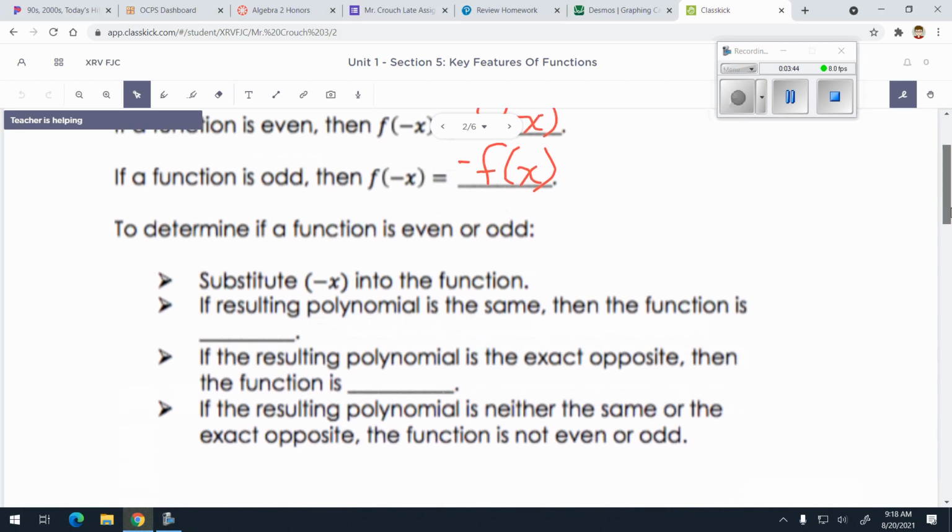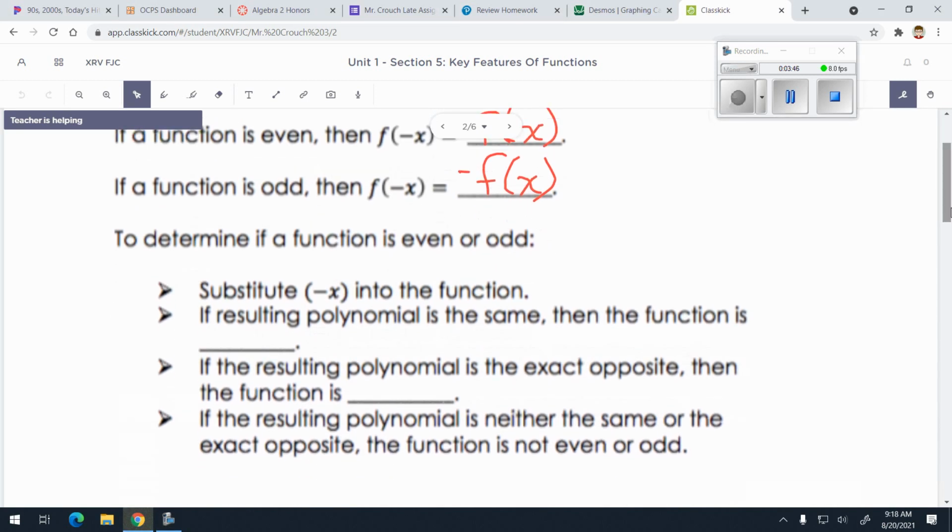So here's how you approach it. To determine if a function is even or odd, you're going to take negative x and substitute it in for x in your function. If you do that and you get the exact same function that you originally had, then it is an even function. If you do it and get the exact opposite of what you had, then you have an odd function. And if you do it and get neither the same nor the opposite, then you have neither.